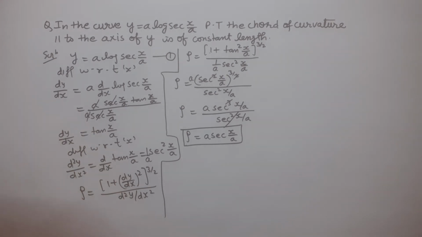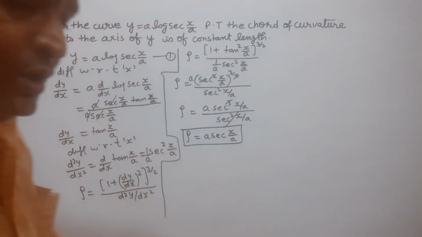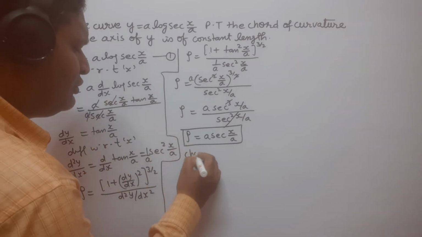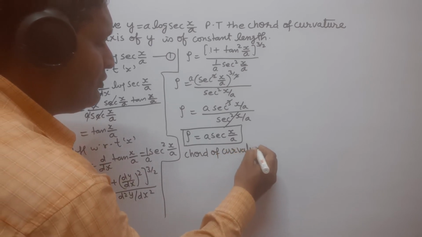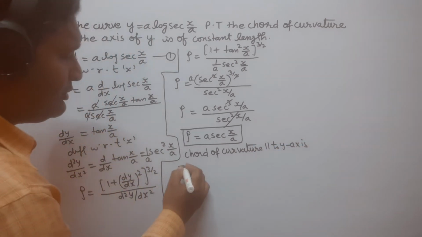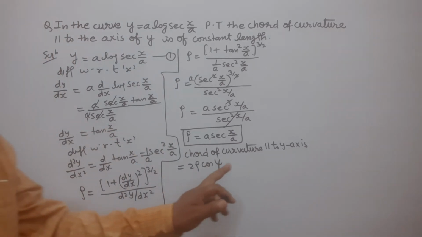Now we find here the chord of curvature parallel to the y-axis. So we know the formula of chord of curvature parallel to the y-axis, that is 2 rho cos psi. So the chord of curvature parallel to y-axis is equal to 2 rho cos psi. So first we find cos psi.